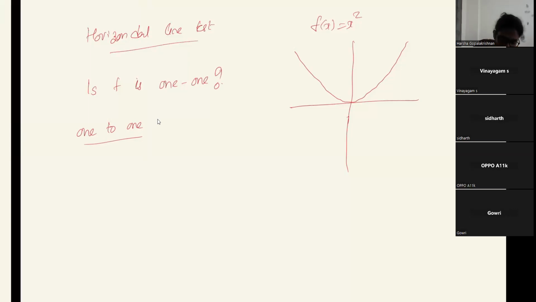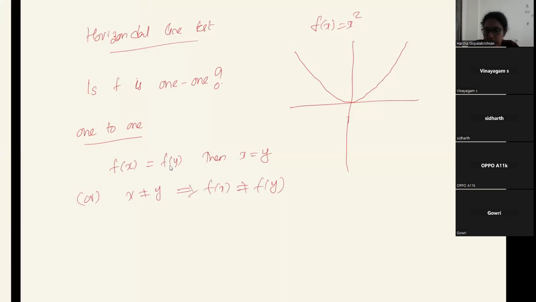If f of x is equal to f of y, then x is equal to y. F of x equal to f of y, then x should be equal to y, right? Or its contrapositive statement, x not equal to y implies f of x not equal to f of y. So the second statement, what I am writing here, is the contrapositive of the first statement. That means for distinct elements x and y, distinct images should come. Now, does this map f of x equal to x square satisfy this condition?